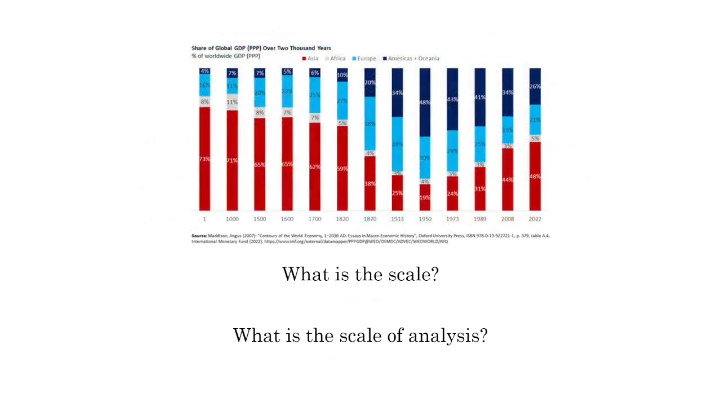All right, here we don't have a map, we have a chart. So the title, always important. So we're looking at GDP across the globe, which is our scale, because we're looking at areas around the globe. And then the key helps us with our scale of analysis here. So we're comparing data between Asia, Africa, Europe, and the Americas. Those are all continents, so that's a continental scale of analysis.